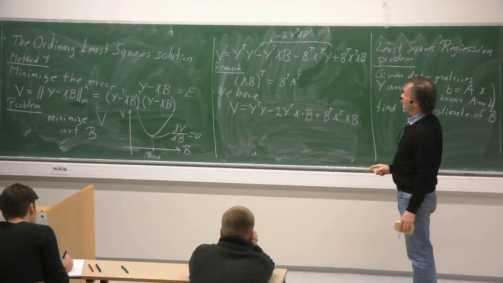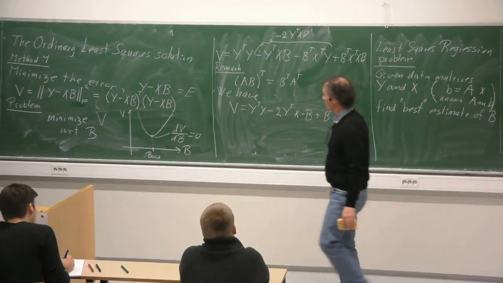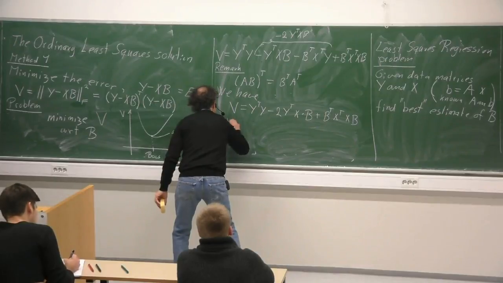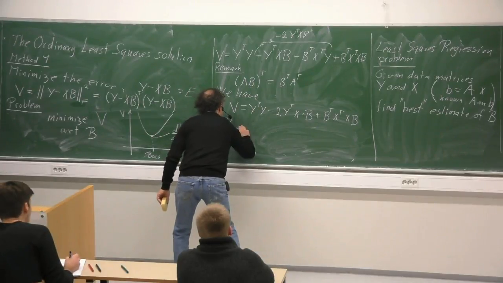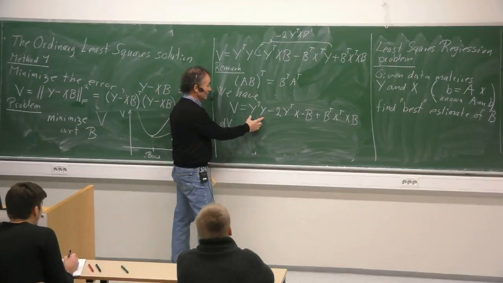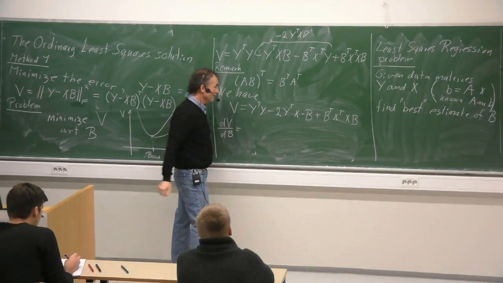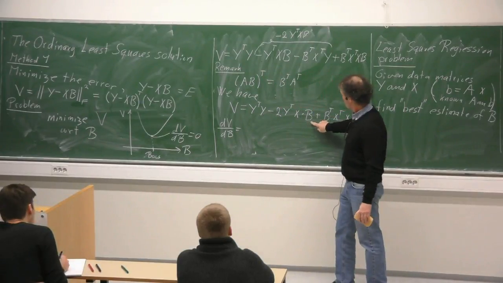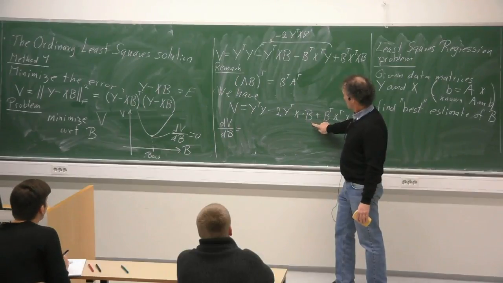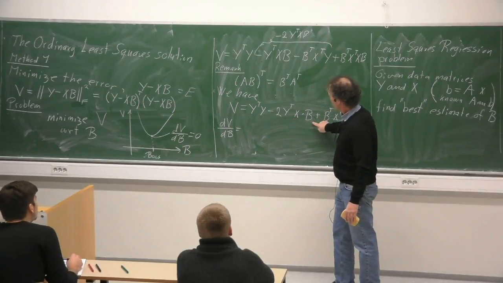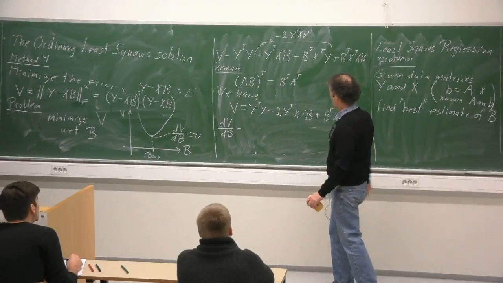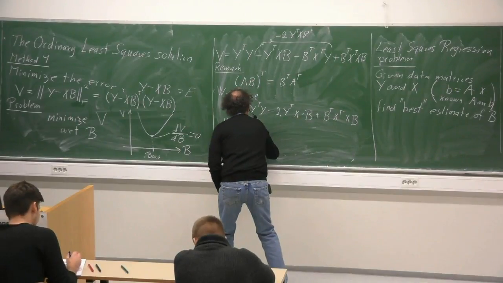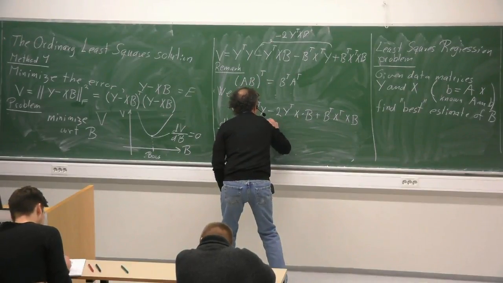Now, we have to go for taking the derivative of V with respect to B, dV/dB. No B's in this term, so the derivative of this one is equal to 0. But we have a linear term in B here. The derivative of this term with respect to B is in fact the transpose of the matrix in front. So it will be equal to minus 2 X transpose Y.